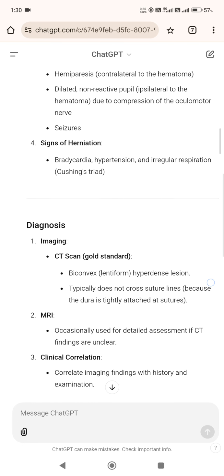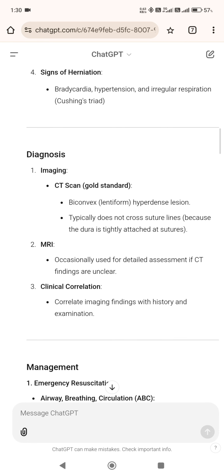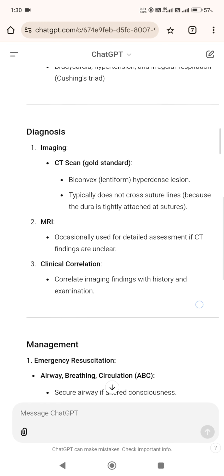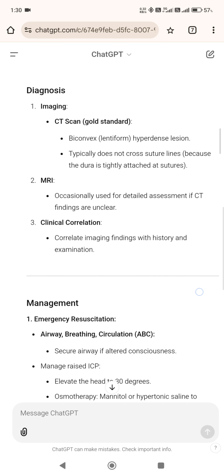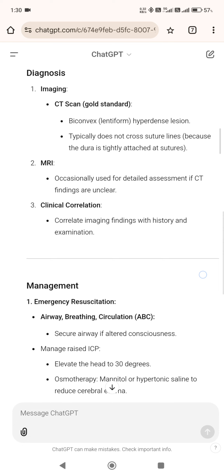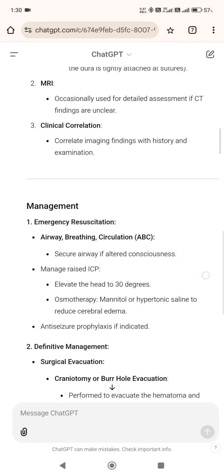Diagnosis. 1. Imaging. CT scan, gold standard: biconvex, lentiform hyperdense lesion. Typically does not cross suture lines because the dura is tightly attached at sutures. 2. MRI, occasionally used for detailed assessment if CT findings are unclear. 3. Clinical correlation: correlate imaging findings with history and examination.